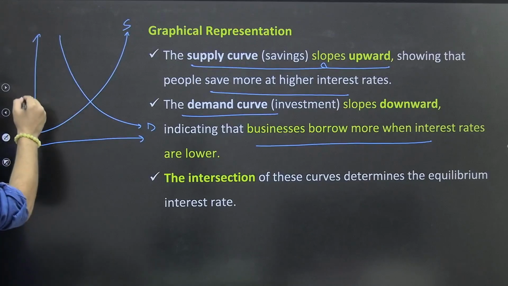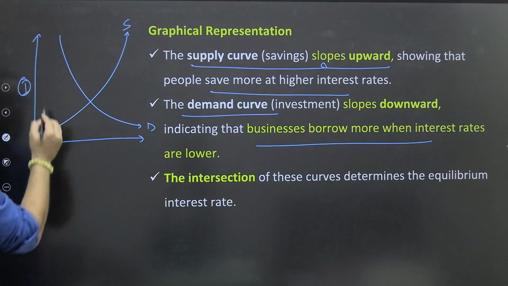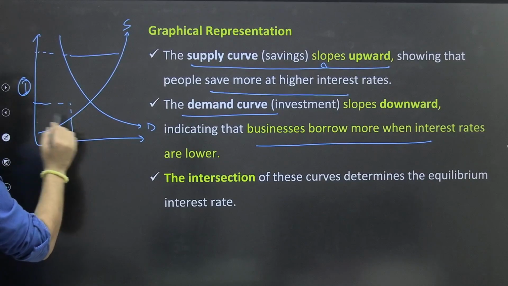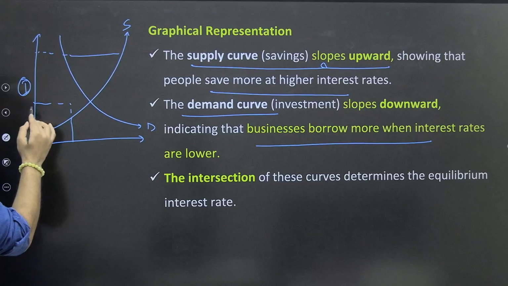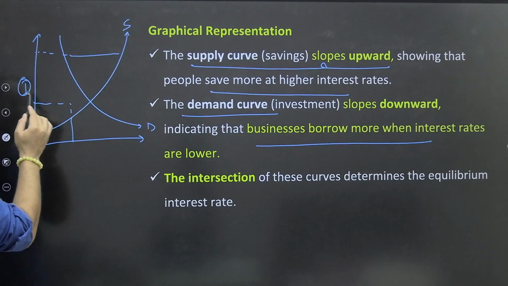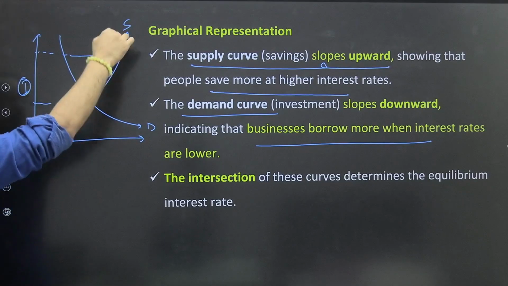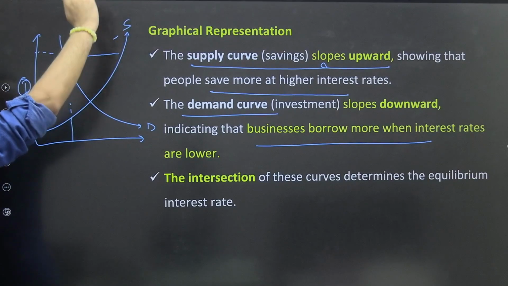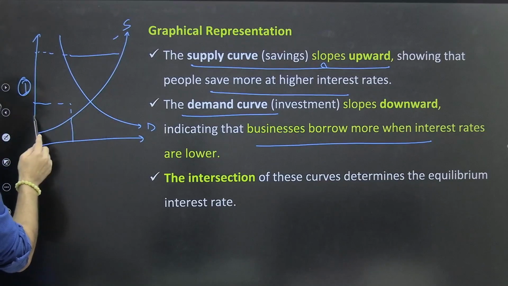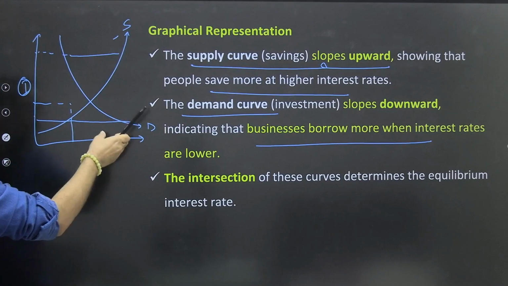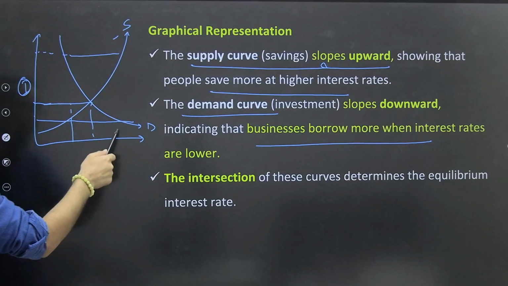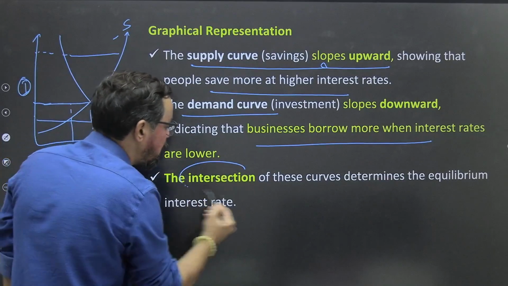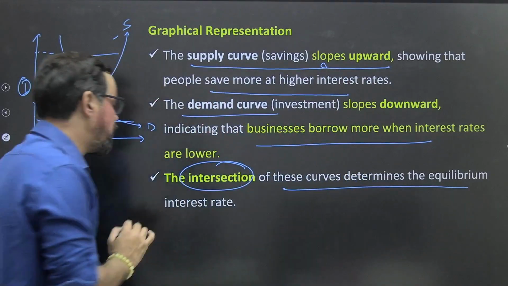Okay? So let's say this is the interest rate. If the interest rate is here, people will invest, and if it is here, this is the difference. So if interest is at a higher side, the supply curve goes upwards, and if interest is at a lower side, people will borrow more money from the market for investment purposes. The intersection of these curves determines the equilibrium interest rate.